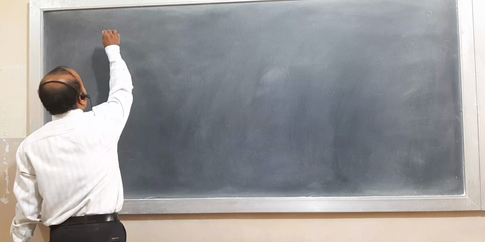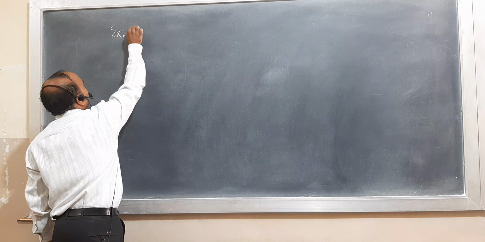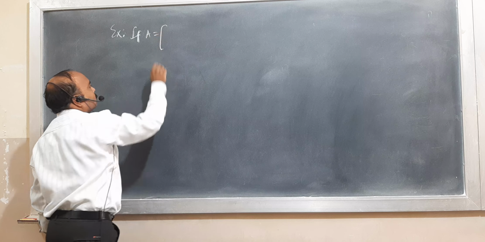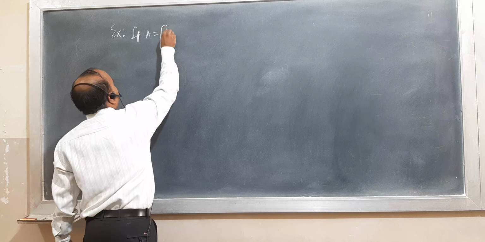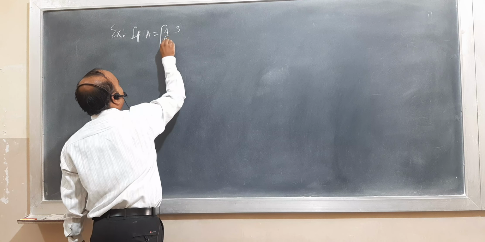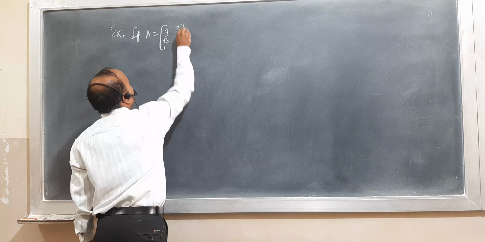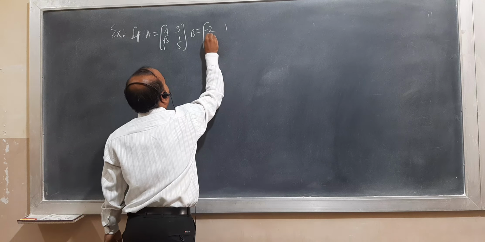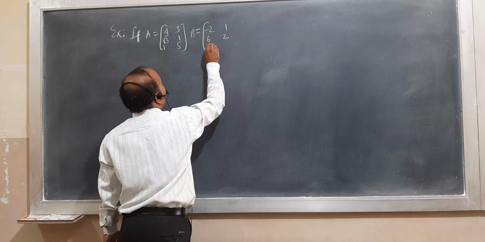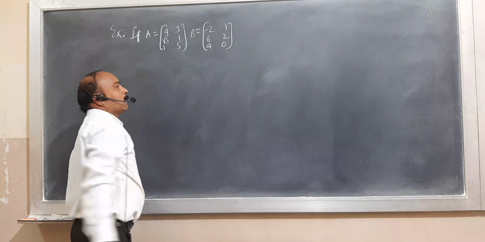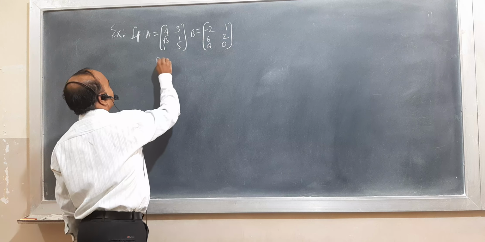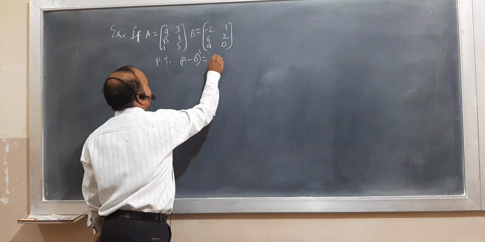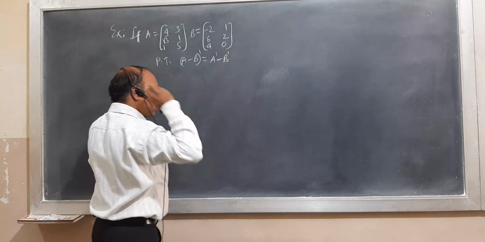Now we go for another example. If A equal to [4, 3, root 3, 1, 1, 5], B equal to [-2, 1, 6, 2, 4, 0]. Prove that (A - B)' equal to A' - B'.